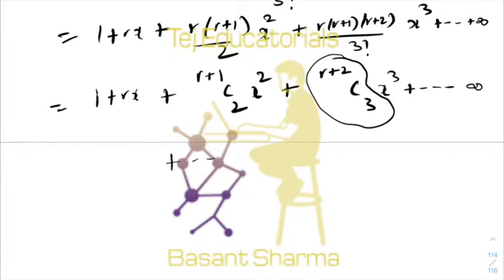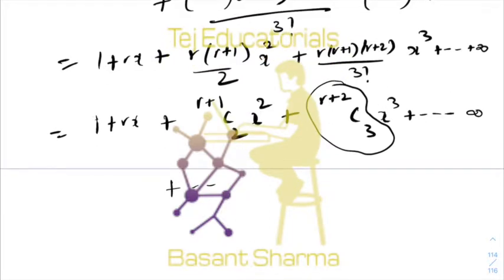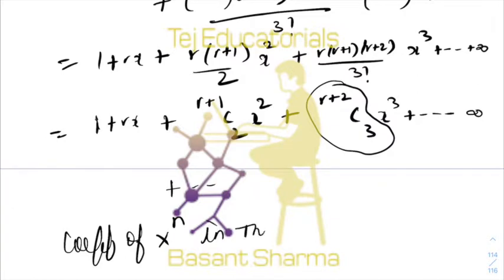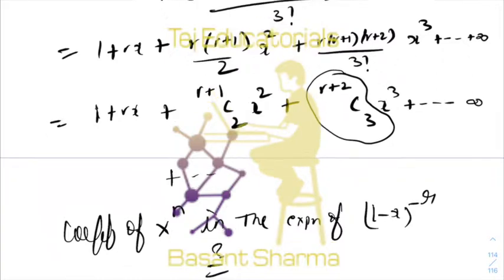So if you ask what is the nth term in this expansion, see, if you ask me what is the coefficient of x to the power n in the expansion of 1 minus x to the power minus r, then what would that be?